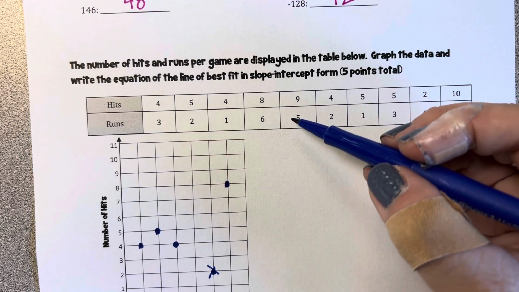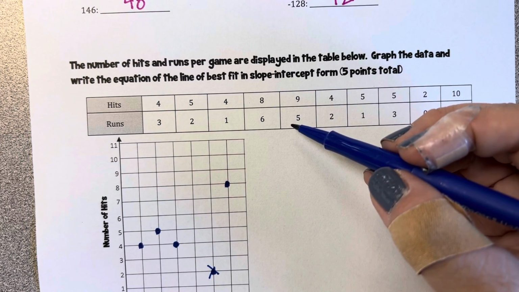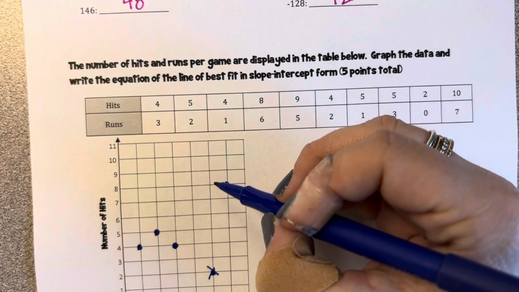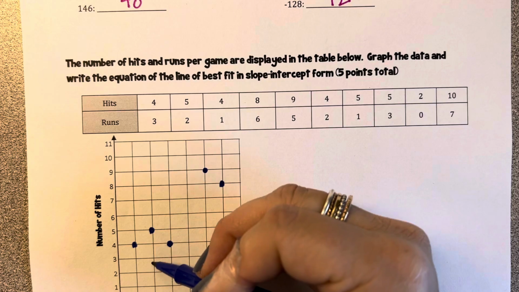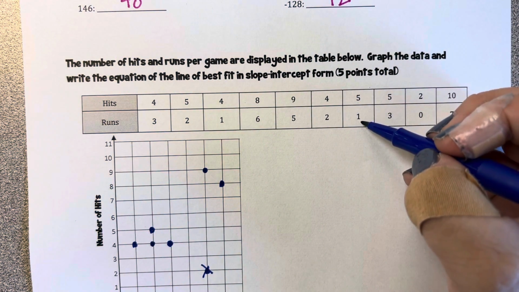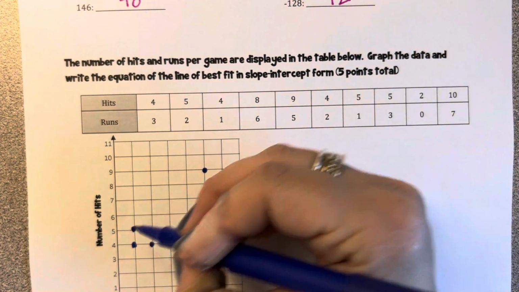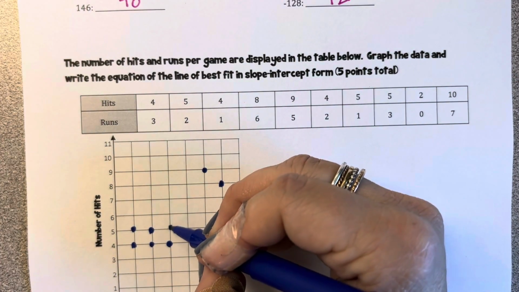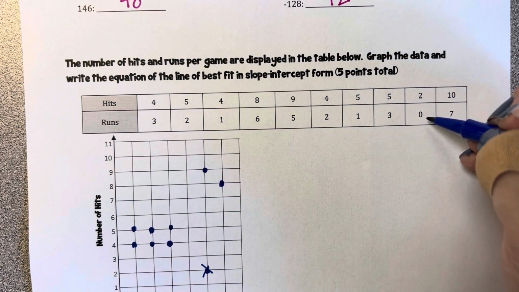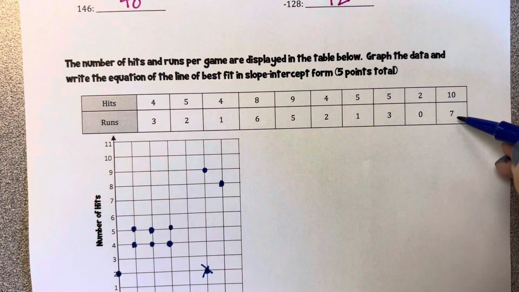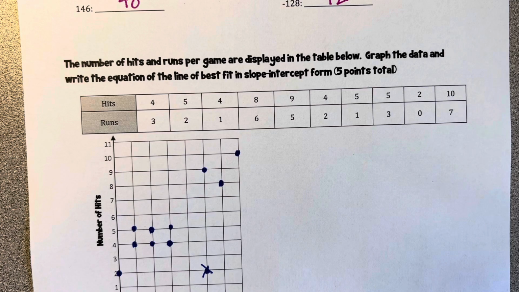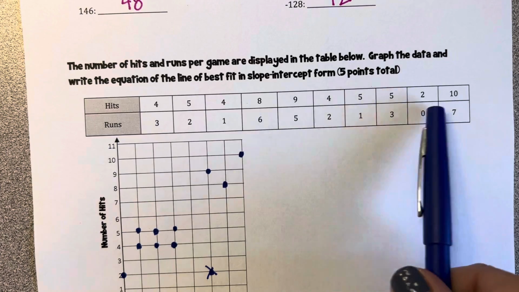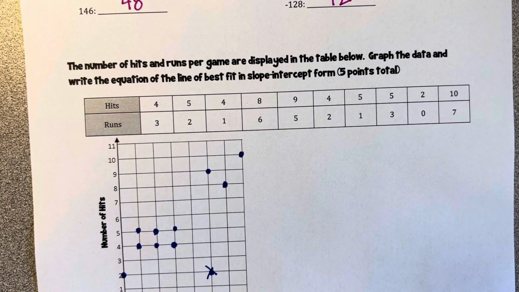And then we have 5 runs and then 9 hits. Okay, so this person had 5 runs, 9 hits. The next person had 2 runs and 4 hits. The next person had 1 run with 5 hits. The next person had 3 runs with 5 hits. And then the next person had 0 runs with 2 hits, and then 7 runs with 10 hits. Okay, so it should look like that. I think I did an extra point in there somewhere. 3, 6, 7, 8, 9, 10. Oh, maybe not. Okay, so again, we're gonna work smarter, not harder here, okay?